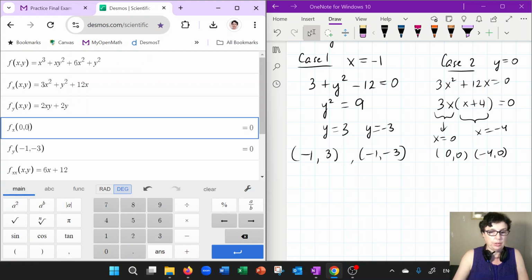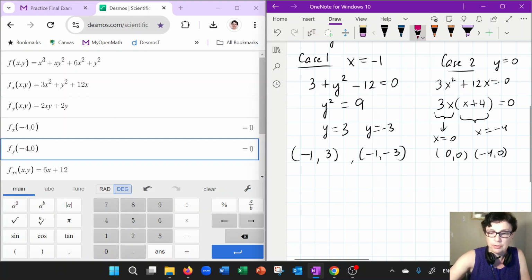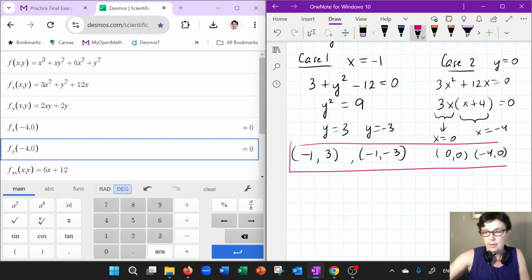Okay, so let's put that and make sure that that's correct. So fx of (0, 0) is 0. And same thing with fy. I checked it, I know. Okay, now (-4, 0) also works. So I know that these are my critical points. I got 4 of them. And now I'm supposed to classify each one of them according to my rules.